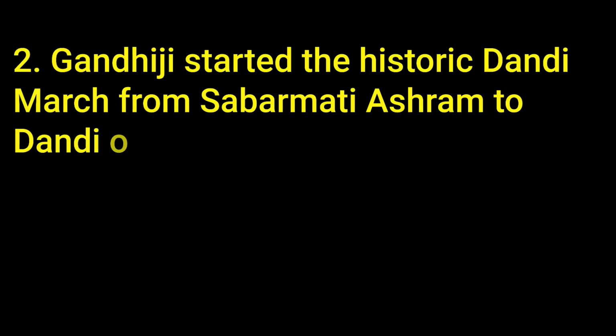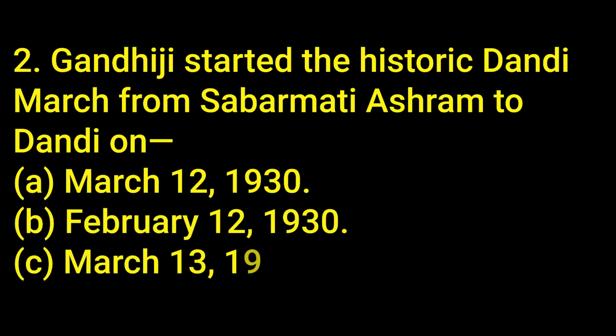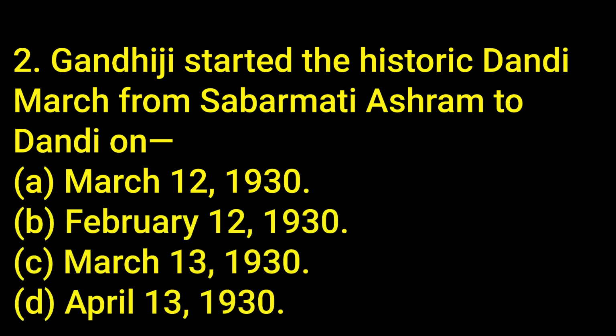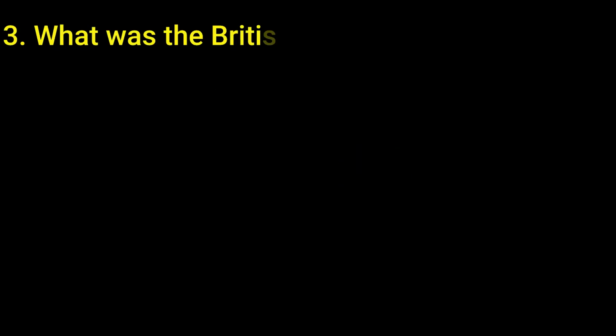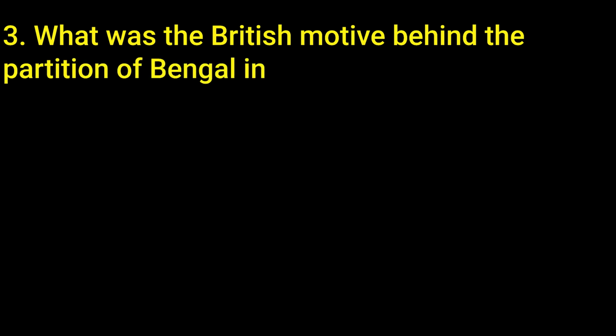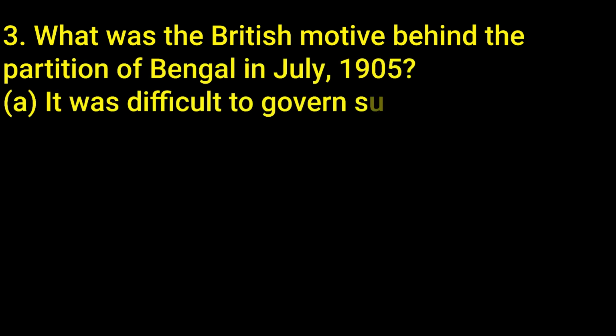2. Gandhiji started the historic Dandi March from Sabarmati Ashram to Dandi on A. March 12, 1930. B. February 12, 1930. C. March 13, 1930. D. April 13, 1930. Answer A. March 12, 1930.